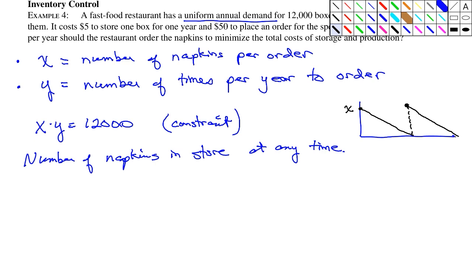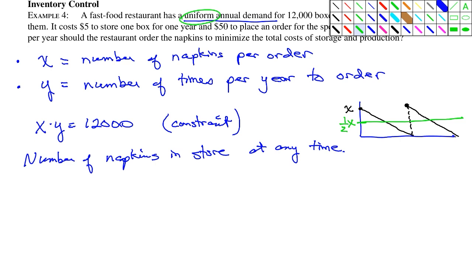So the question is, how many napkins do I have on hand on average? And we can use an average here because it's uniform. We can just say, well, it's just this all the time, and that compensates for when I have more versus when I have less, averaging it out over the whole year. On average, the restaurant has X over 2, or 1/2 X number of napkins at any given time.